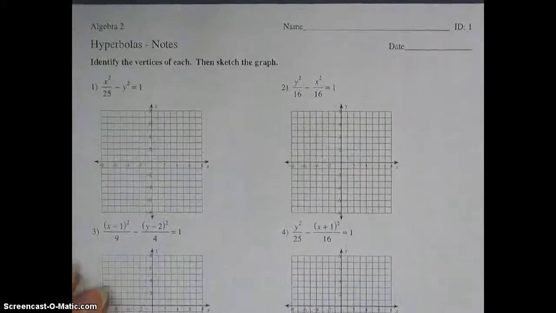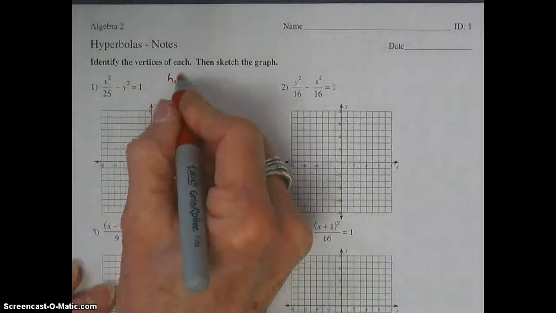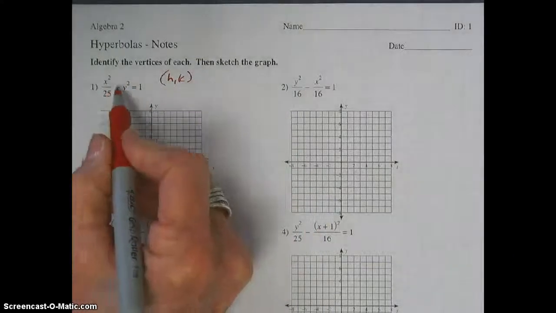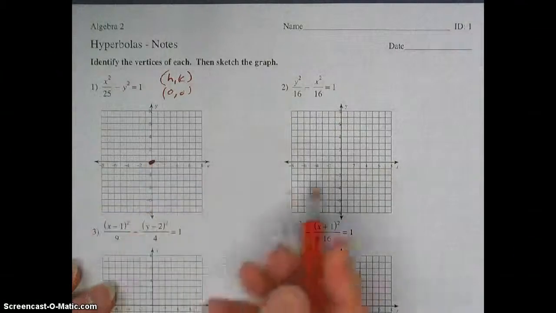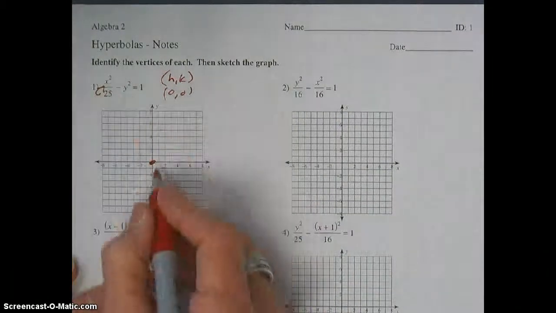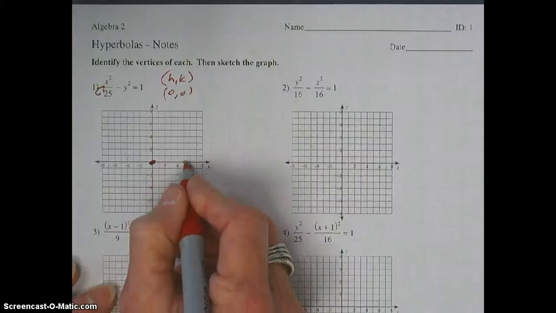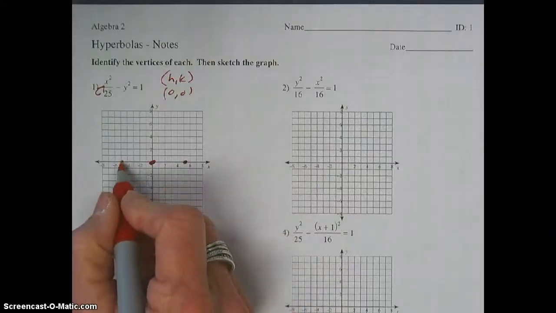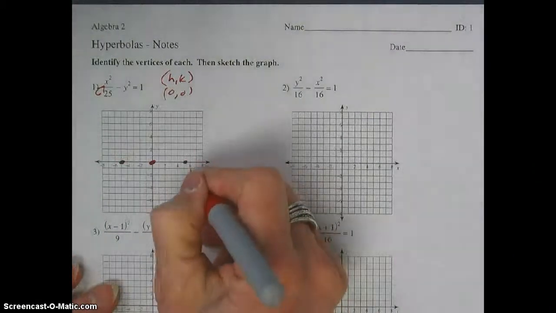It looks like problem number 1, so let's go over to the back side. We can see that the center is going to be (h, k). If there are no numbers here, the center is (0, 0). So we'll go to 0, 0. Like the ellipse, we'll go in the x direction the square root of 25, which is 5. So go over to 5 and over to negative 5. These will be our vertices.